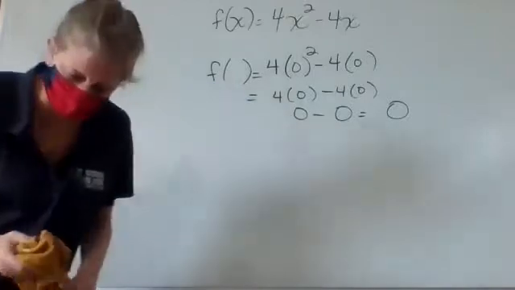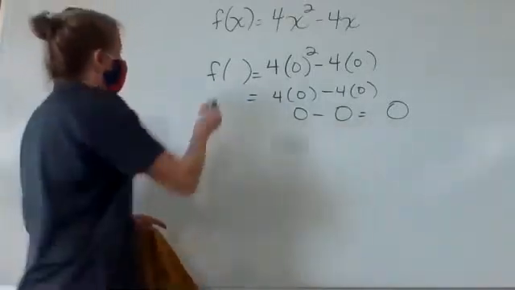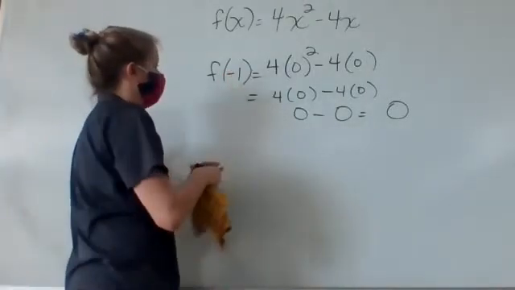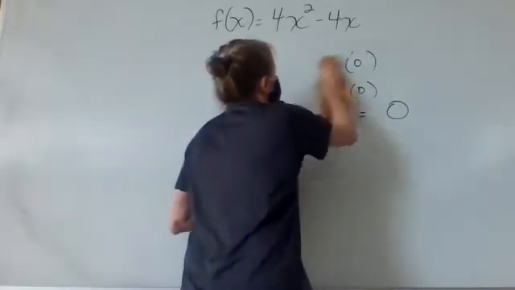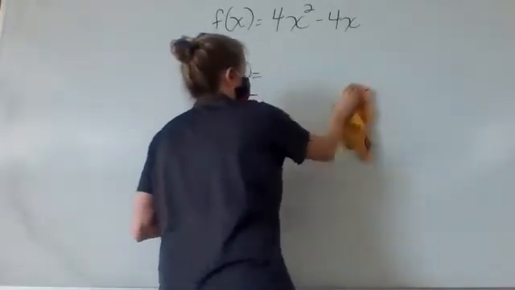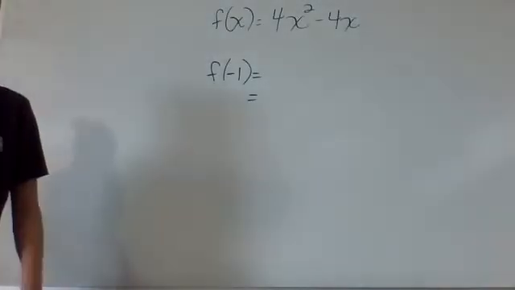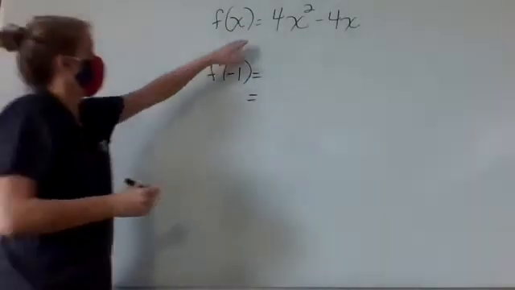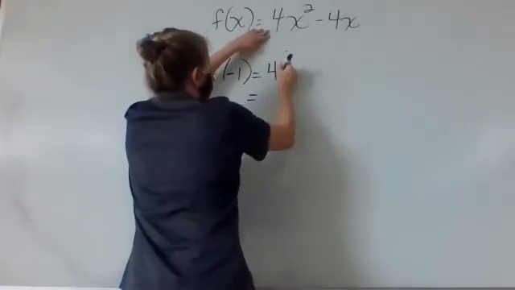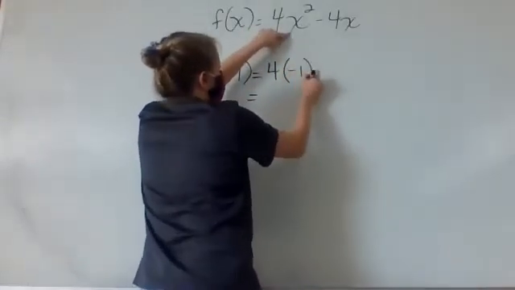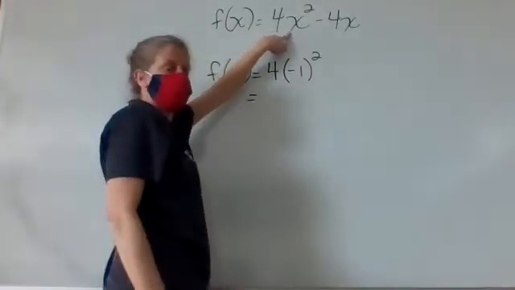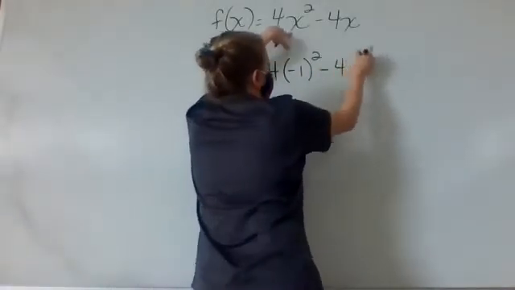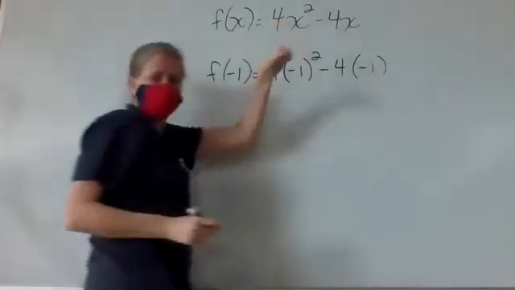So then the next one wants me to find f of negative 1. So same function. This time, instead of replacing all those x's with 0s, I'm going to replace them with negative 1s. So 4, replace my x with negative 1 squared minus 4. Replace the x with negative 1.